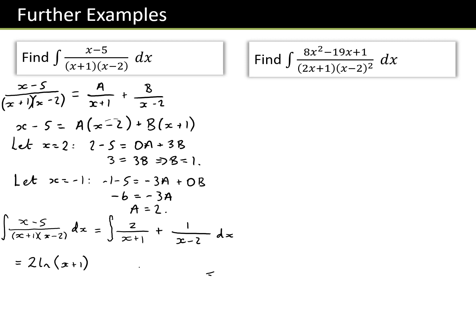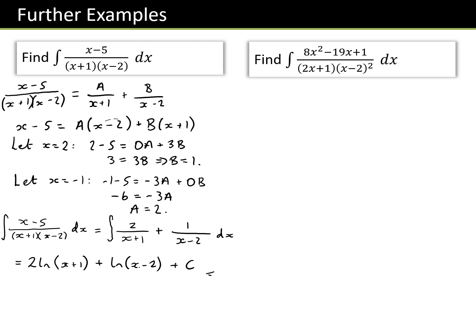Same idea for the second one. The constant is just 1. So 1 over x minus 2. If this was just 1 over x, that integrated is just natural log of x, isn't it? Because it's not just x, we need to divide by its differential. Its differential is just 1, so there's our partial answer.